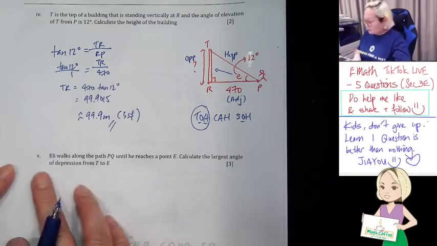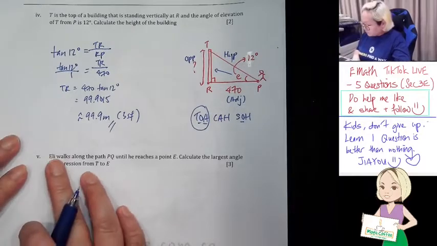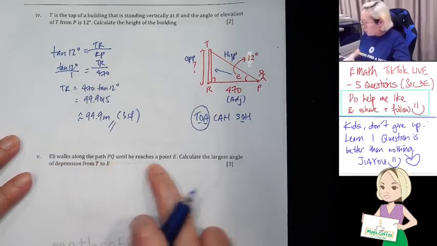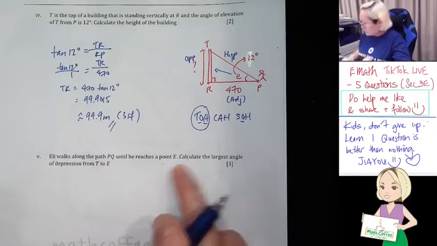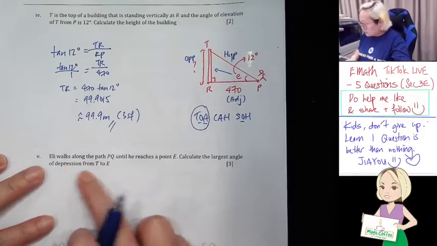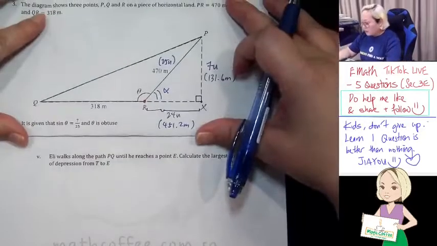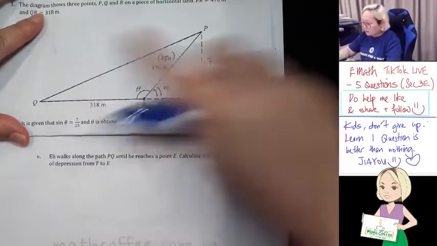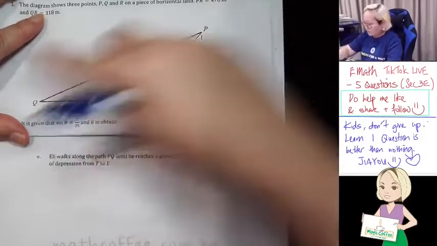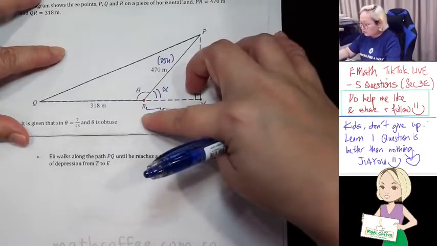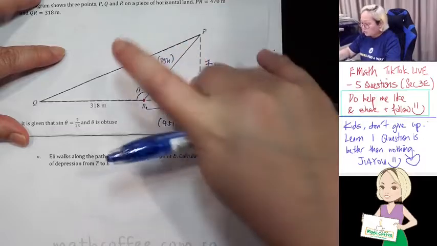Okay, come, part V. Ellie walks along the path PQ until he reached a point E. Calculate the largest angle of depression from the T to E. Okay, let me see the diagram again. Ellie walks from P to Q, until he reached a point E. Calculate the largest angle of depression from T to E.